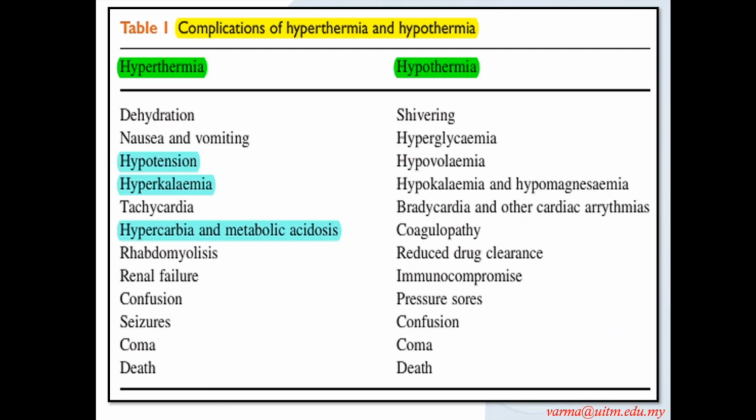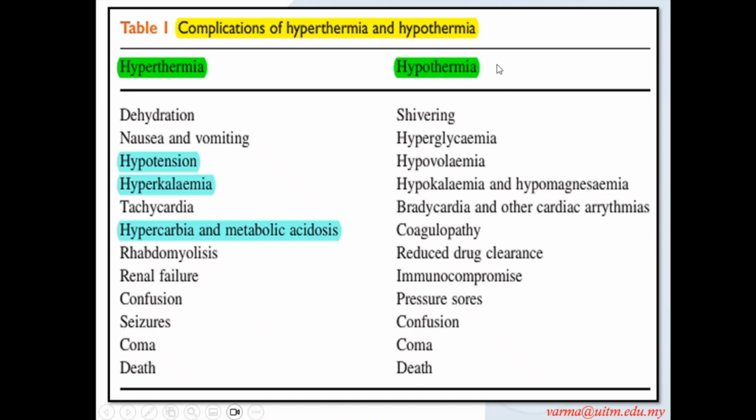Complications of hypothermia and hyperthermia, you should be able to list out a few. Hyperthermia, not much. I'm just going to leave you all to read. I will share this. Hypothermia, as I mentioned: shivering, thermogenesis, hyperglycemia, hypovolemia, hypokalemia, and hypomagnesemia, bradycardia, patient gets into coagulopathy, reduced drug clearance leading to overdose and toxicity, immunocompromise, increased infection rate. Patient can have pressure sores because of reduced circulation, and confusion, coma, and death.